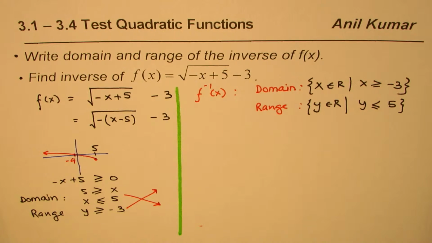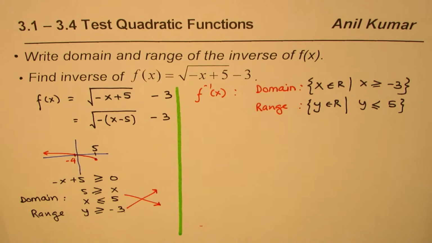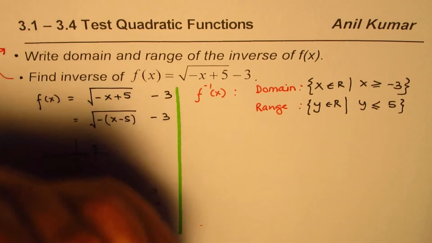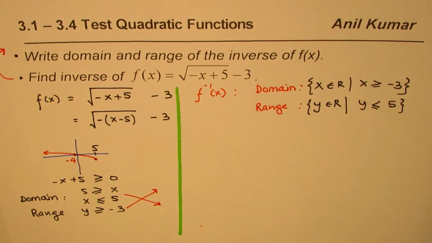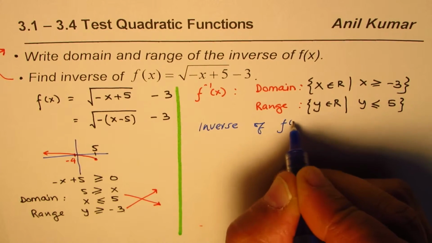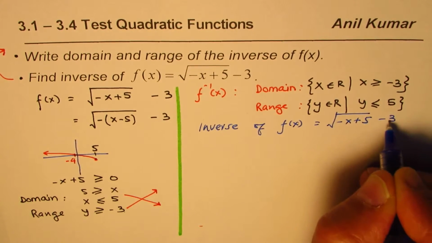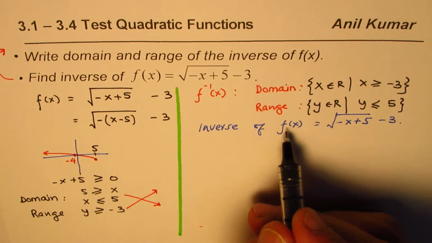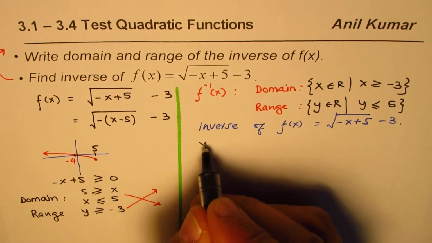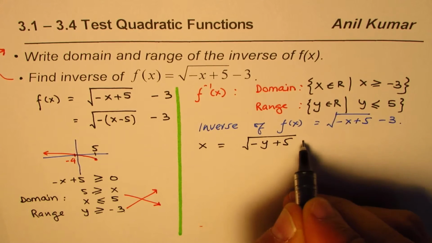And now this information is going to help us find the inverse of the function, right? Normally in the test papers, the question is kind of like this: first you have to find the inverse, then write down the domain and range. It becomes tricky if we do it like that. Anyway, let's do the second part now, that is to find the inverse of f of x equals square root of minus x plus 5, minus 3. To find the inverse we have to swap x and y. So I could write this as x equals square root of minus y plus 5, minus 3.